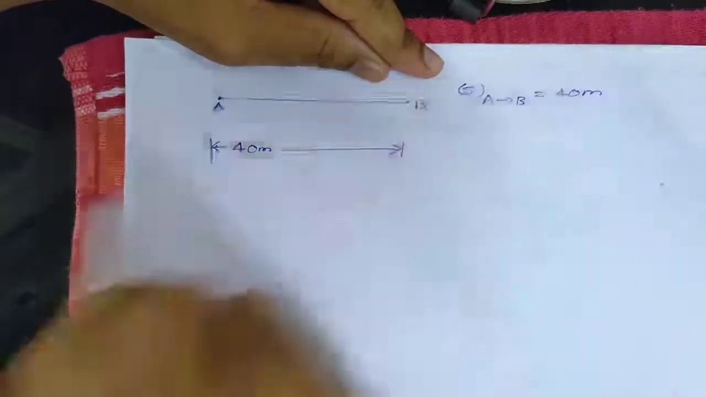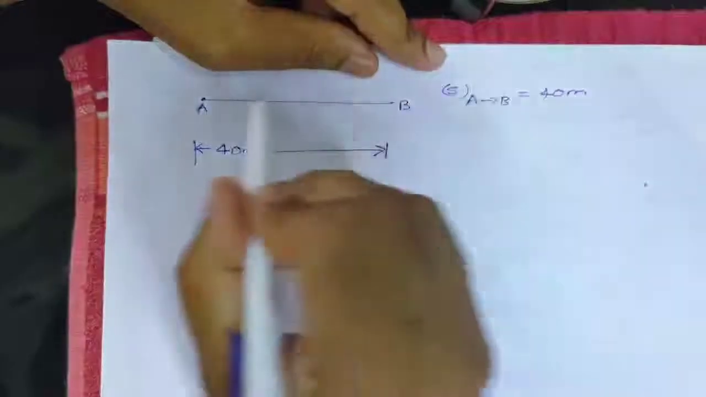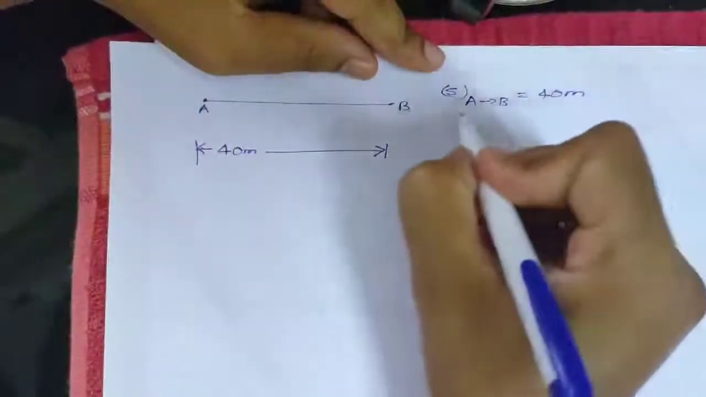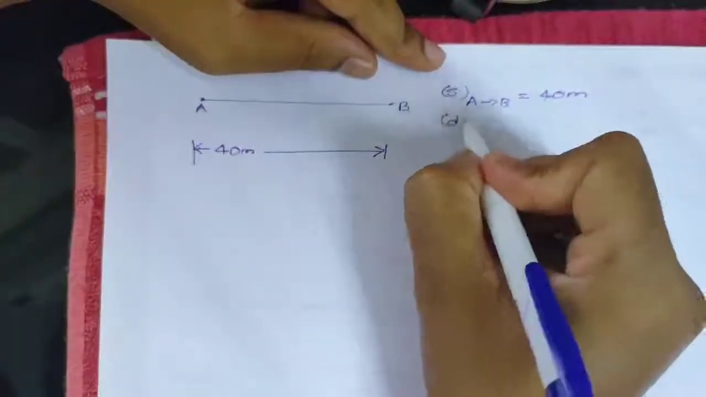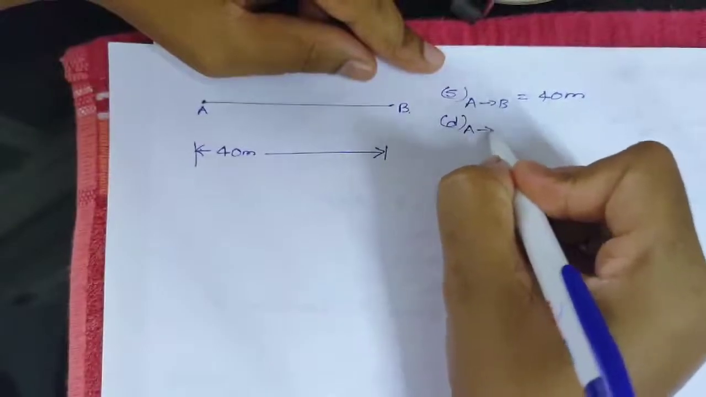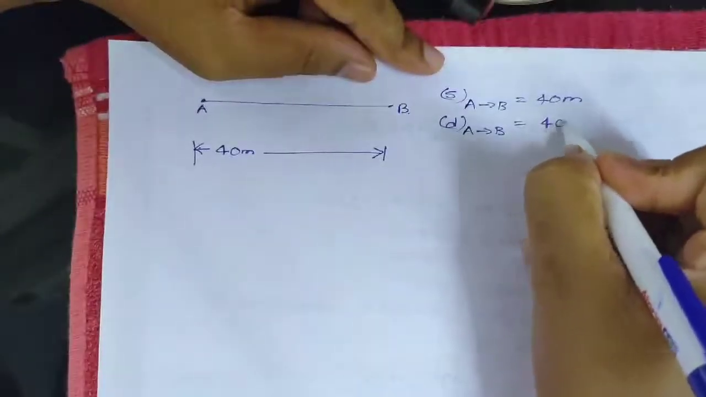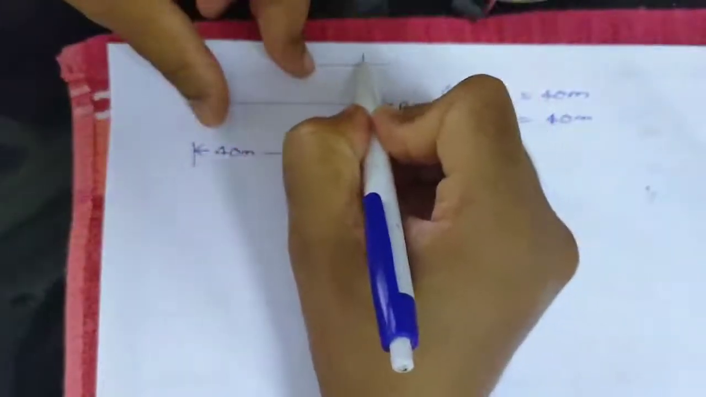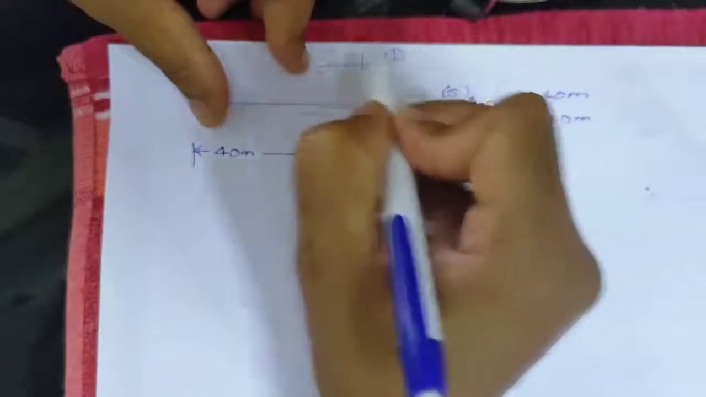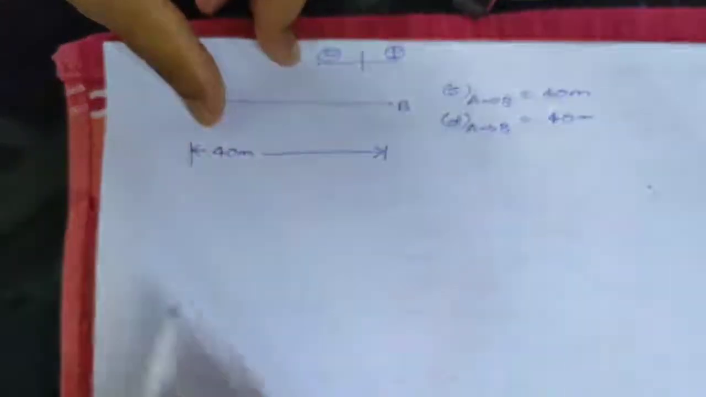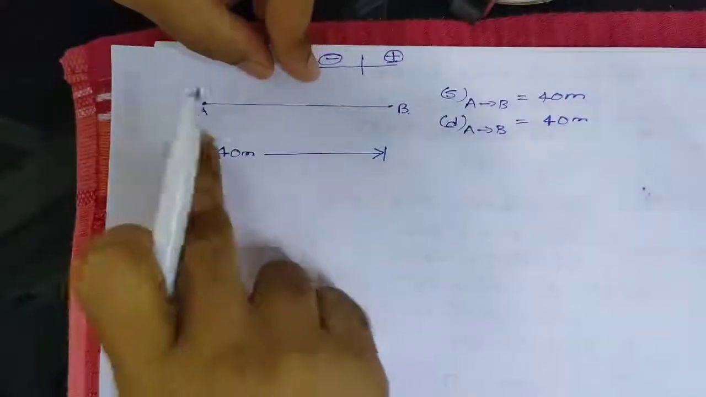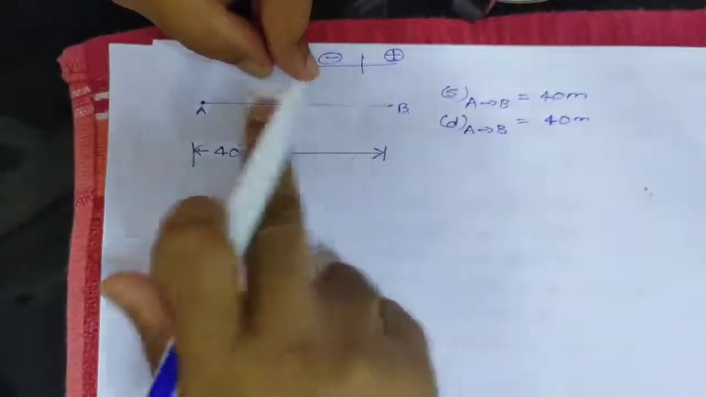Fine, fantastic. What is the displacement covered? Displacement of the object from A to B will be plus 40 meter. I am referring to the same sign convention which we discussed just a minute before. Okay, it is moving in the positive direction.